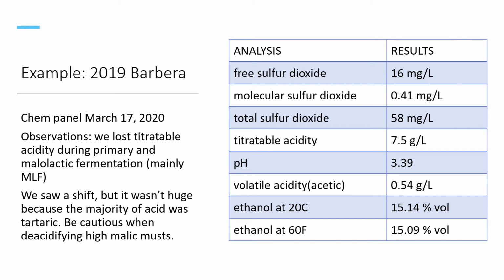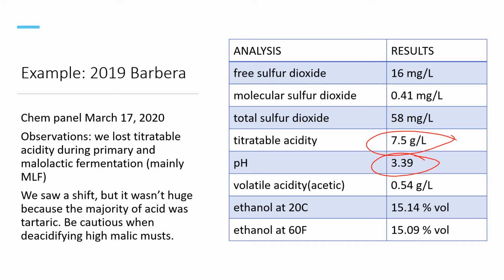So here's the chem panel from March 17th, 2020. So we did lose titratable acidity during primary fermentation. Look how we shifted from a value of 10 down to a value of 7.5. This is mainly due to loss of malic acid during malolactic fermentation. 7.5 grams a liter is still a really tart value. 3.39, when I look at that pH, that's a white wine pH. That's like a Sauv Blanc pH. So this is still a very tart wine.